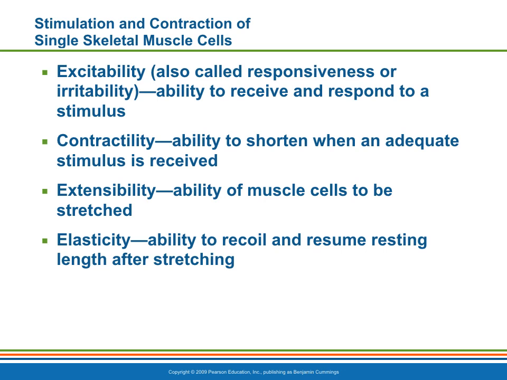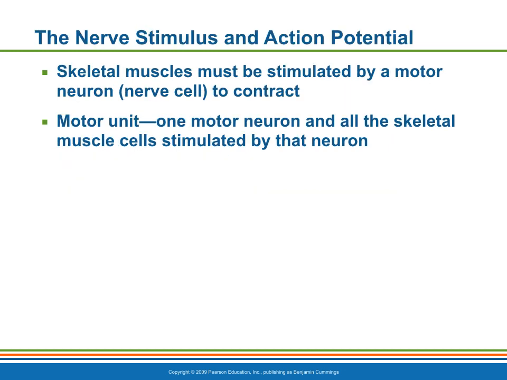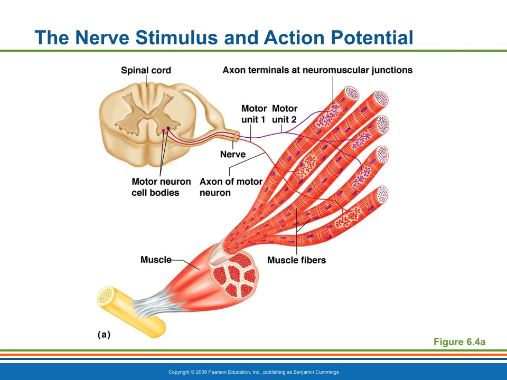Extensibility is the ability of muscle cells to be stretched, whereas elasticity is their ability to recoil and resume their resting length after being stretched. To contract, skeletal muscle cells must be stimulated by nerve impulses. One motor neuron, which is a nerve cell, may stimulate a few muscle cells or hundreds of them, depending on the particular muscle and the work it does. One neuron and all the skeletal muscle cells it stimulates is called a motor unit.